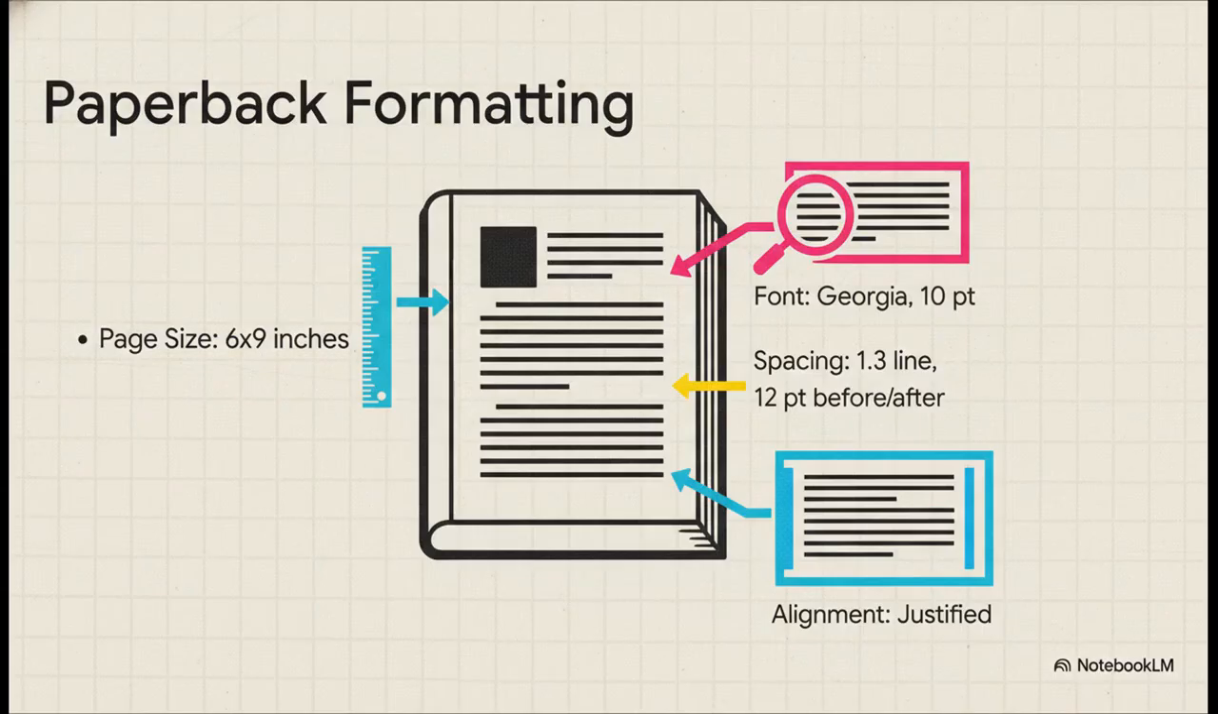If you want that professional, I bought this in a bookstore look, you've got to be a little picky with your settings. Start by setting your page size to 6 by 9 inches. That's a super common size for paperbacks. It just feels right in your hands. For the font, use something classic and readable, like Georgia, at 10 points. Then you want to give your text room to breathe by adjusting the paragraph spacing and set the alignment to justified. That gives you those clean, blocky edges you see in professionally published books.